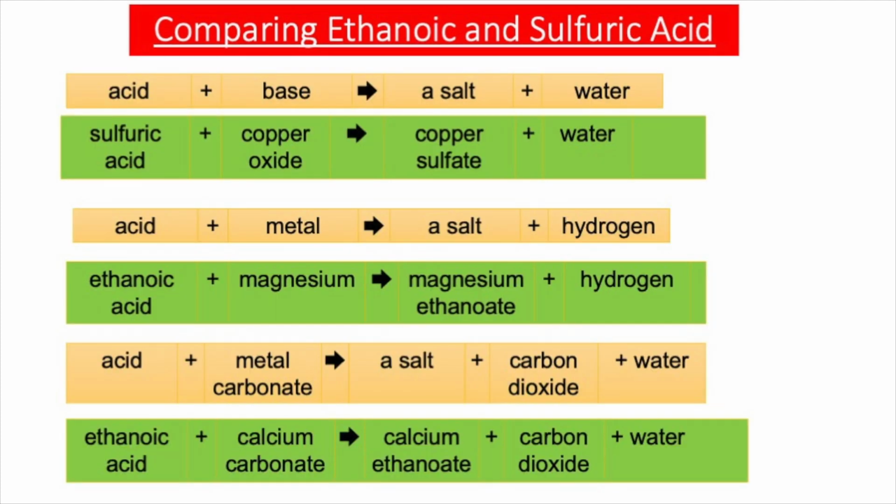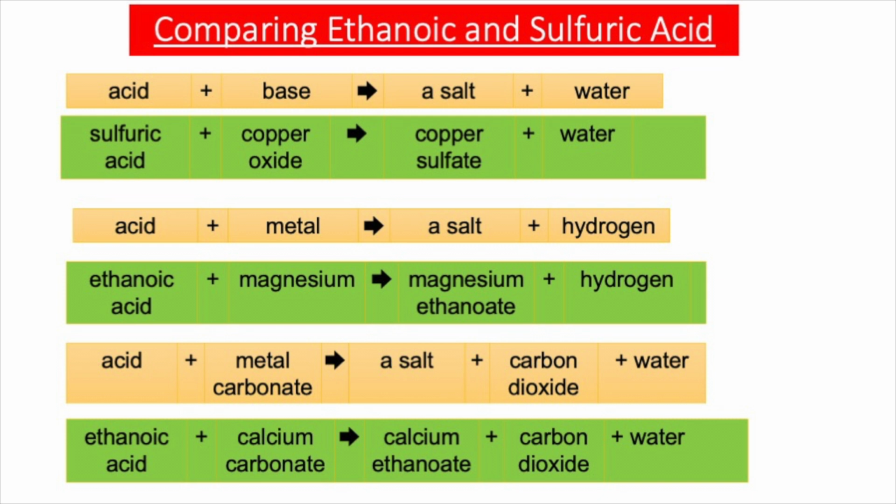So it doesn't matter if you have a strong acid or a weak acid, they'll both react with bases, metals and metal carbonates to form salts. For example, if we have an acid and a base, we'll form a salt and water. Remember, a base is a metal oxide or hydroxide, and a soluble base is called an alkali. So if we had sulfuric acid and the base copper oxide, we'd form the salt copper sulfate and water.